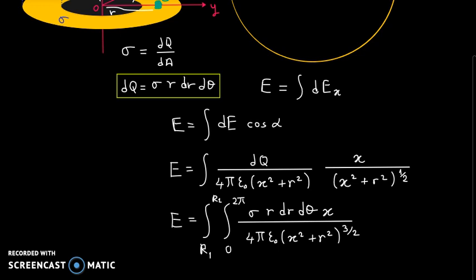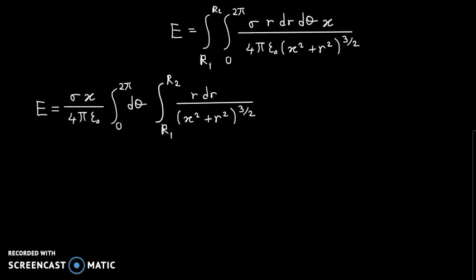Next, I'm going to pull all the constants outside of the integral and also separate out the dr integral and the d theta integral so that we can see everything clearly. Now let's go ahead and take this integral. The integral of d theta is simply theta, so that's easy. The second integral, r dr divided by x squared plus r squared to the power 3 over 2. We can take this integral using a u substitution. If we set u equals x squared plus r squared, du becomes equal to 2 times r times dr.